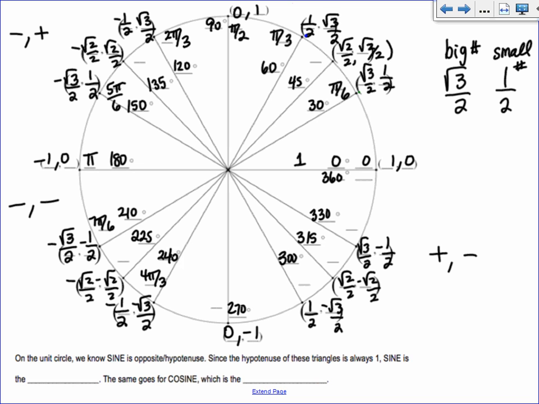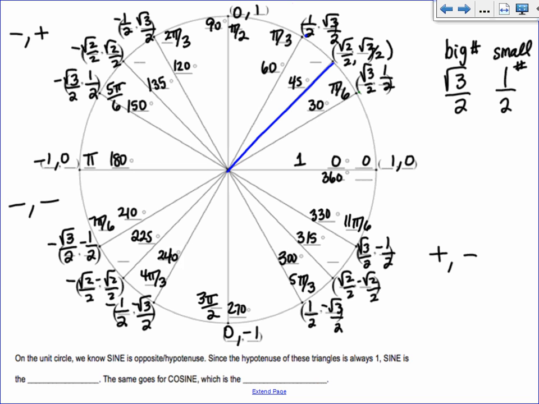5 over 6? Oh, wait, what was I at? 8 over 6, and then 9 over 6. What's 9 over 6? 3 over 2. So you have 3 pi over 2 here. 10 over 6. 5 pi over 3. 11 over 6. Okay, so I skipped 4 of them.